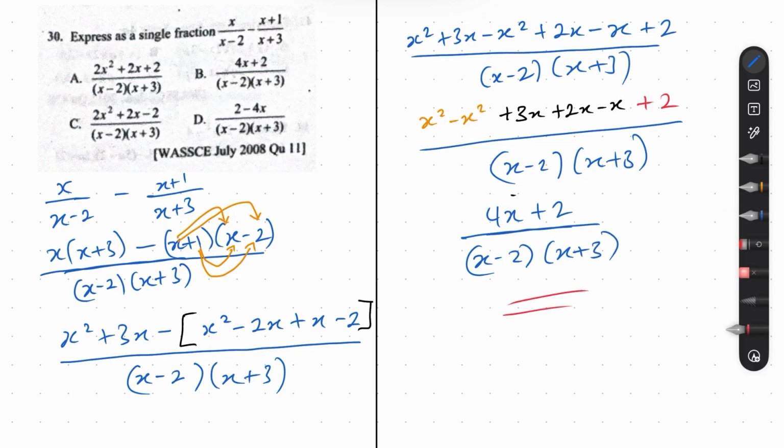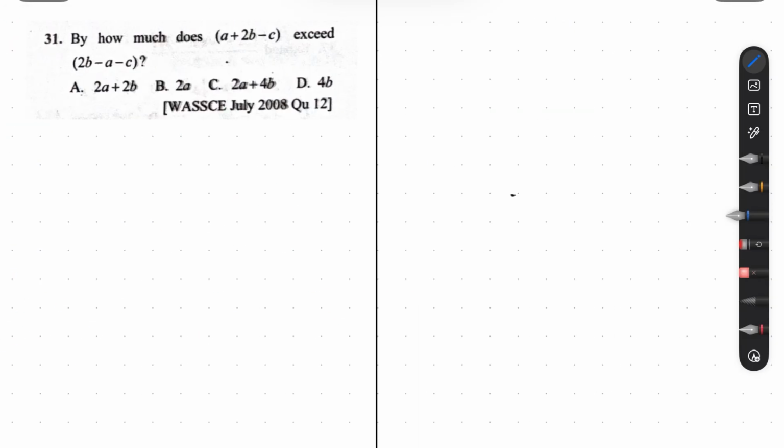Do we have it in the options? 4x plus 2 all over x minus 2, x plus 3 is b. Okay, b. All right, let's move on to the next question. The next question says, by how much does this expression exceed this? That means we need to subtract this from this and find the remainder. So what it means is a minus 2b minus c, this expression minus this expression.